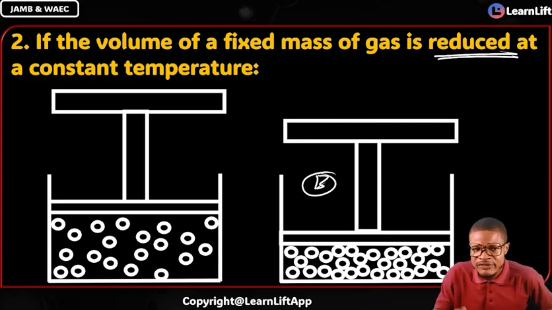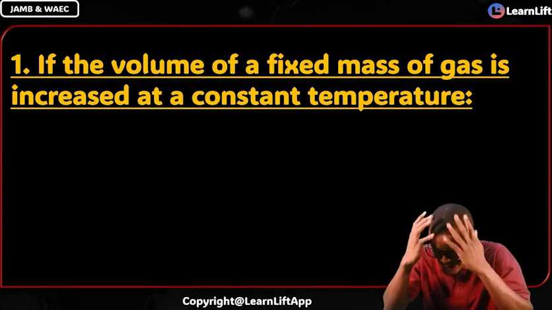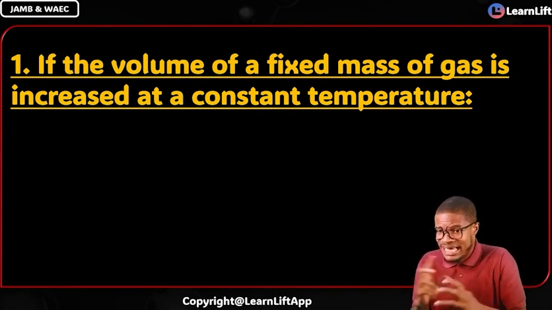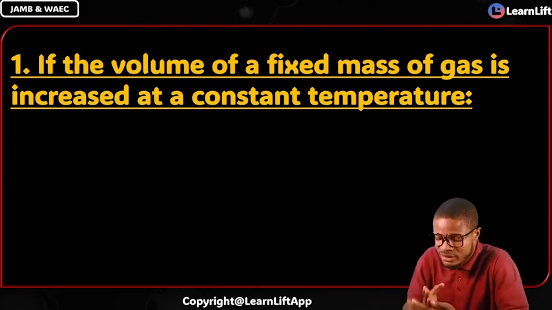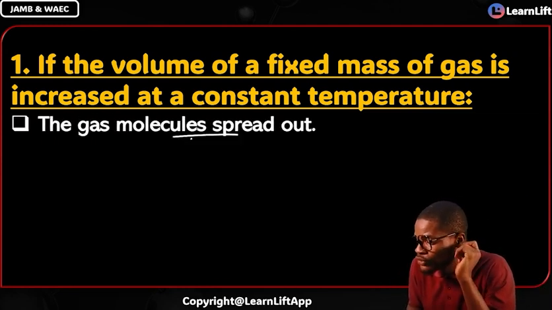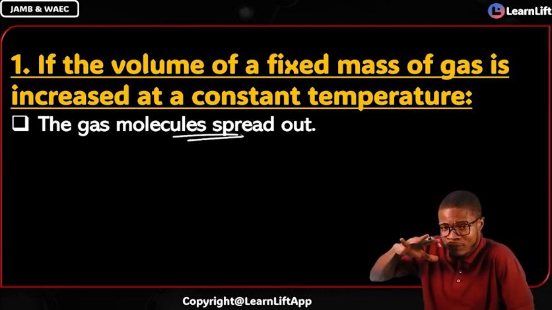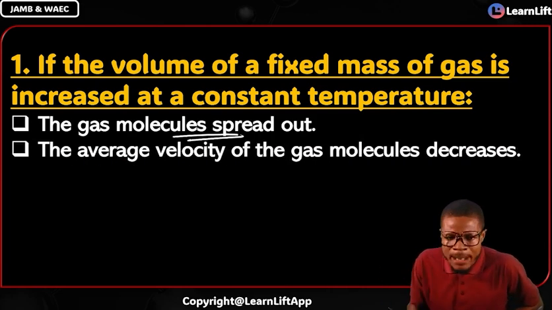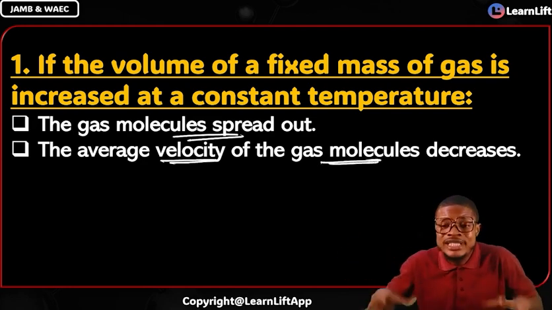Let's look at it. Let's start with the first. If the volume of a fixed mass of gas is increased at a constant temperature, picture that A in your mind. Volume is higher. The mass of A and B are the same. If the volume is increased at a constant temperature, the first thing that happens is that the gas molecules now have the opportunity to spread out. Why? Volume has increased. And because the gas molecules spread out, the average velocity of the gas molecules is going to decrease.